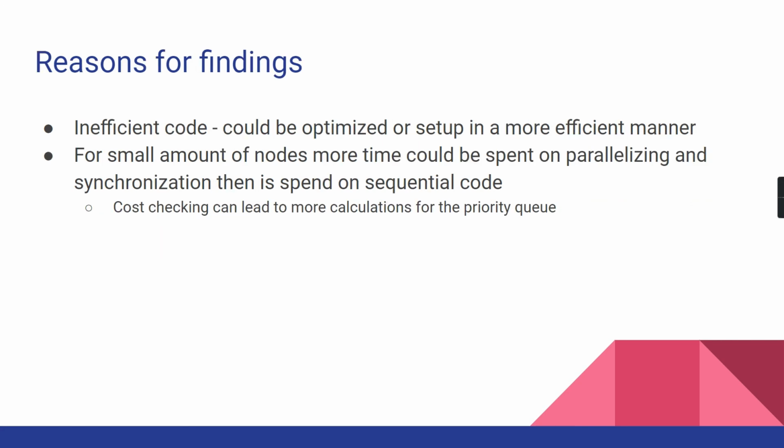So some reasons for our findings. Number one is inefficient code, and code that could be optimized or set up more efficiently, especially when it comes to memory access times and stuff like that. Another reason could be that for small numbers of nodes, more time could be spent on parallelizing and synchronization than is spent on the sequential code, which would result in the priority queue or the cost checking leading to more calculations for the parallelized version than they would actually even end up running for the serial version in smaller node counts.